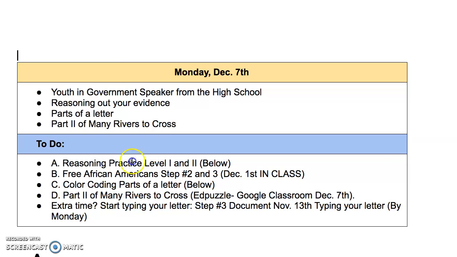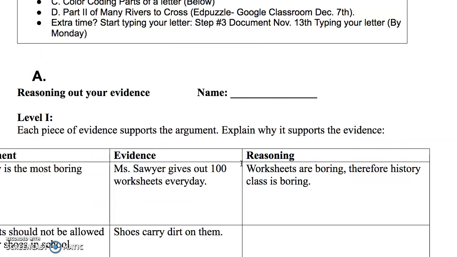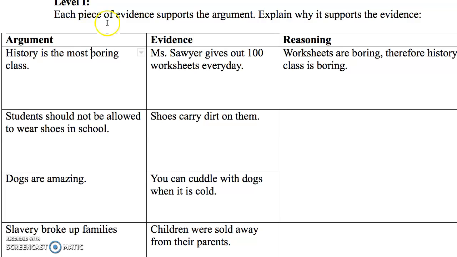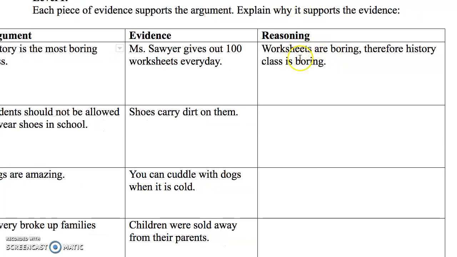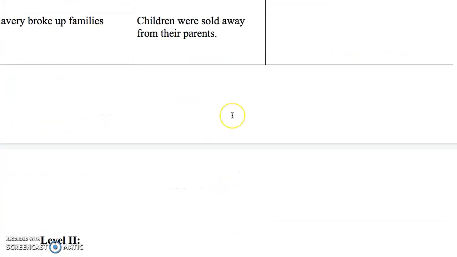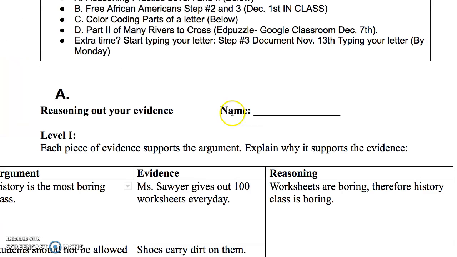Number A, you're doing reasoning practice, which is right on this sheet. I give you the claim or argument and the evidence, and then you reason it out. So why does this mean this? For instance, if my claim is history is the most boring class, and my evidence is Miss Sawyer gives out 100 worksheets a day, the reasoning is worksheets are boring, therefore history is boring. And my original argument was history is the most boring class, right? So you've got to link that back. A couple different reasoning practices.